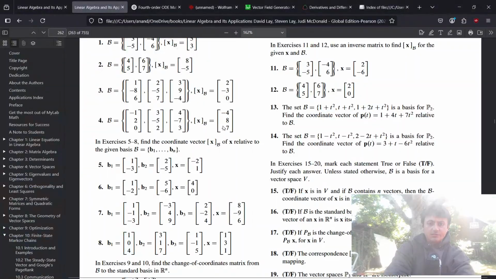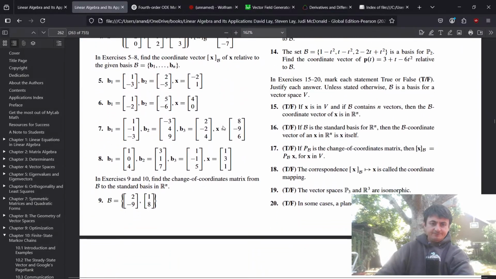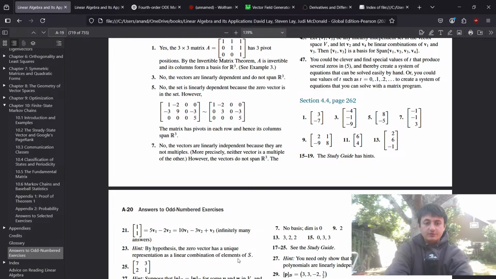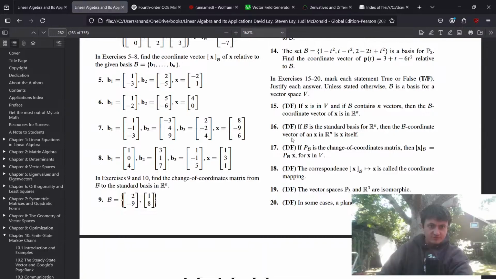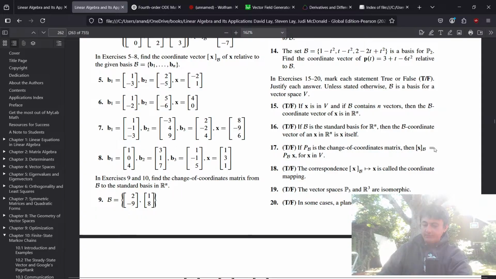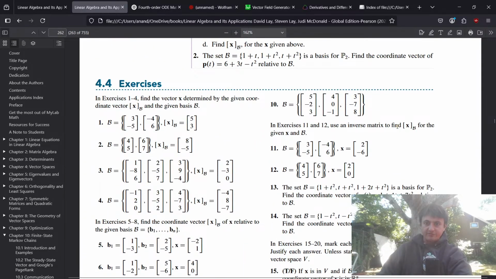All right, problem 9. Let's just make sure that we got these right. So 5 is correct, 7 is correct. Now 9 should just be those columns, right? 2, 1, minus 9, 8. Okay, so then we don't need to do 11. I don't know why I wrote 11. Oh, because 11 is a different one.